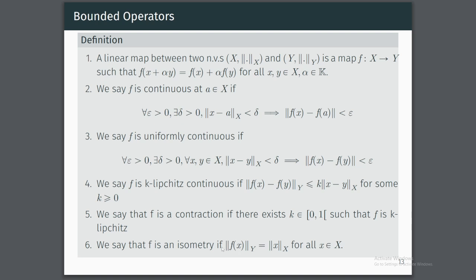Lastly, we say f is an isometry if it preserves distance, essentially, where the norm of x is the same as the norm of f of x. Isometries are going to play a really important role once we reach Hilbert spaces. A very important theorem tells you that separable Hilbert spaces are isometrically isomorphic to little l2, which we're going to see when we do Hilbert spaces. So isometry just means it's a distance-preserving function, essentially.